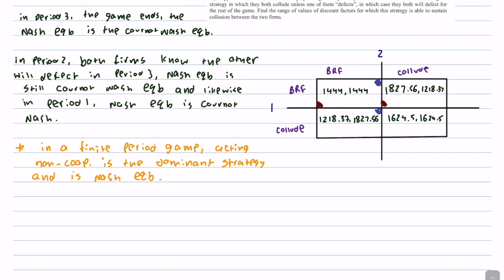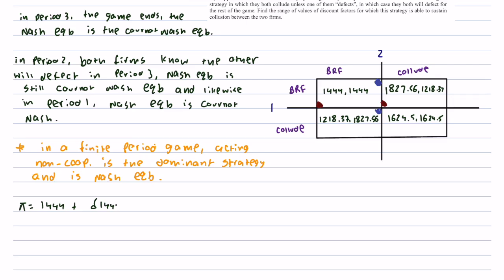So how do we solve for profit now? We know that profit is going to be equal to the discounted profits for the finite number of periods. And what do I mean by this? Well, in the first period, we both act non-cooperatively. We both make $1,444. So in the first period, we both make $1,444. In the second period, we're both going to defect. We're both still going to make $1,444, but we have to discount it, right?